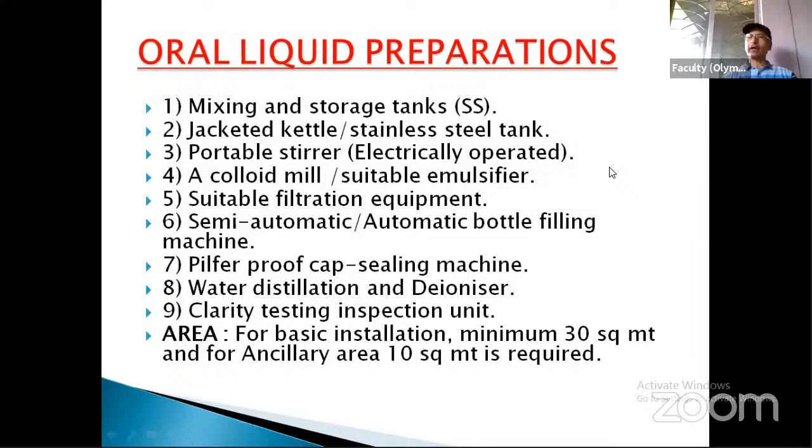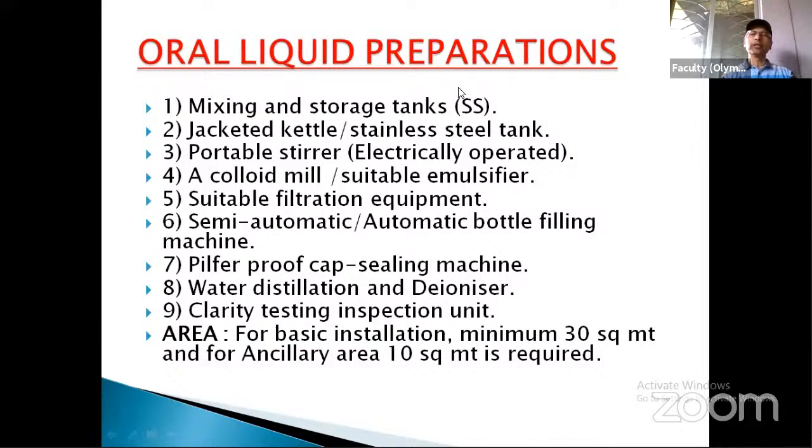In the front, the staff will be sitting in a stainless steel bench or stainless steel stool. No wooden substances will be allowed in the manufacturing area as per our GMP requirement. So that bench, that stool which will be used, that also will be made of stainless steel, and of course of 316 or the better grade of stainless steel. So clarity testing inspection unit will be there to see the clarity of the liquid preparation.